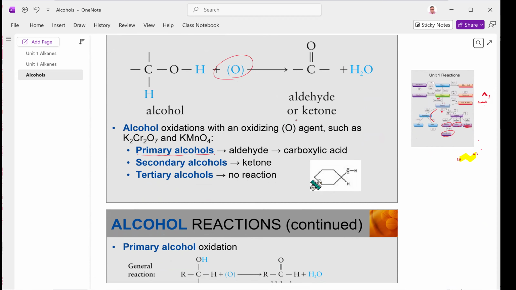Okay, so what happens in oxidation? We lose hydrogens. In 305, we lose electrons. In 306, we lose hydrogens. Same process. The oxidation number goes up either way. And then with a tertiary, there are no hydrogens on that carbon, so it can't be oxidized.